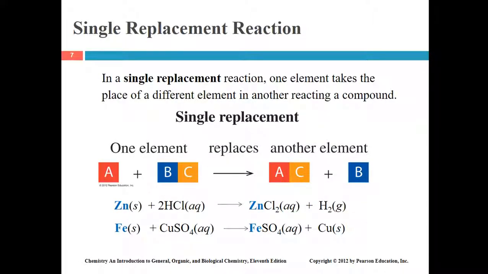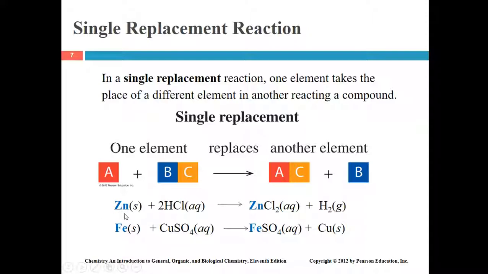Now on single replacement reactions, one element takes the place of a different element in another reacting compound. So here we have one element and it reacts with this compound, and this element goes in, and you will notice how it kicks out the representation of a B here, and out pops B, the other element, and A combines with the original anion part, in this case, and makes a new compound.